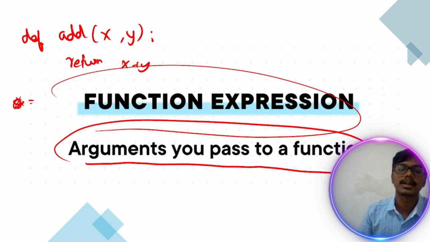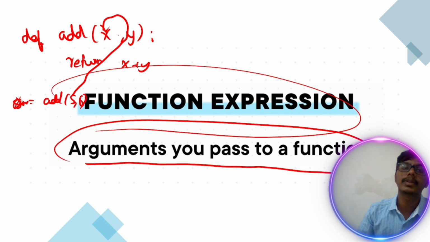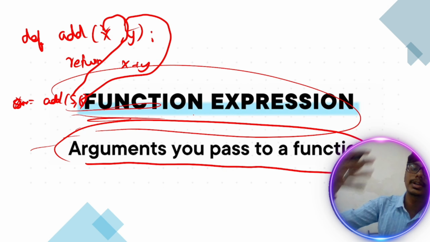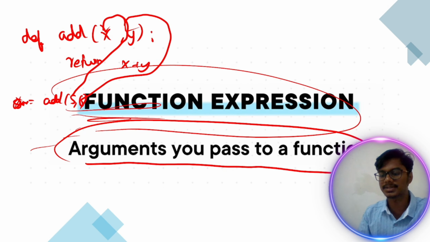I'm just writing answer equals add of 5, 6. This 5 is given to the value x, and this 6 is given to the value of y, right? We are going to give the values. That's called the arguments. The arguments we are going to pass to a function. That's called the function expression, right?